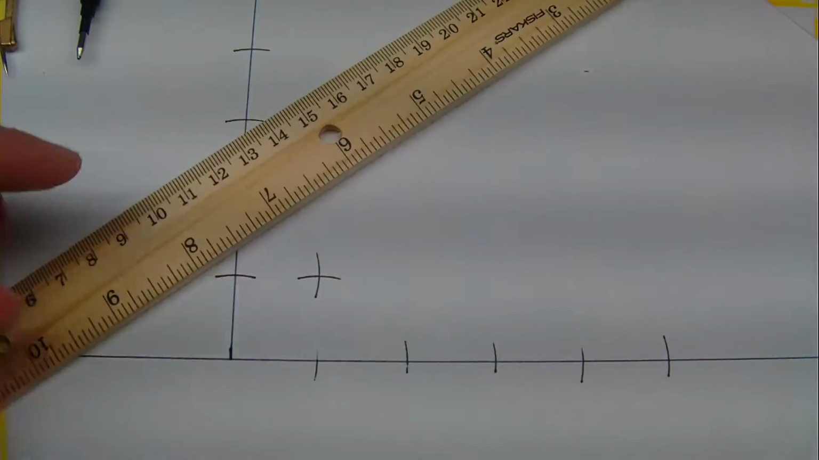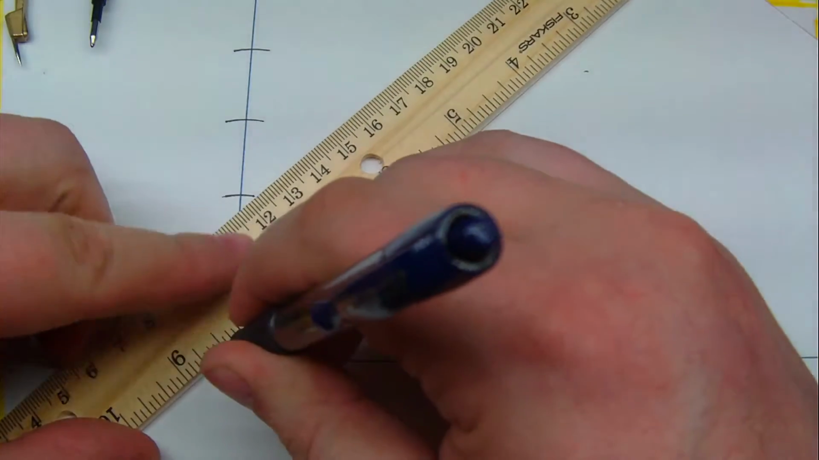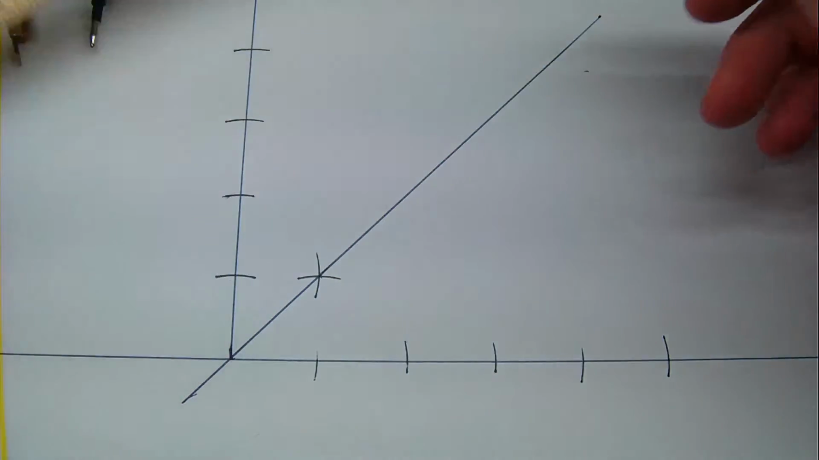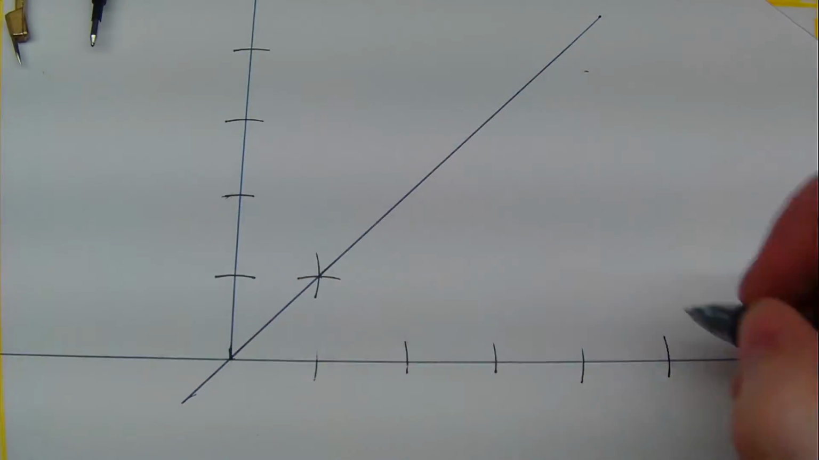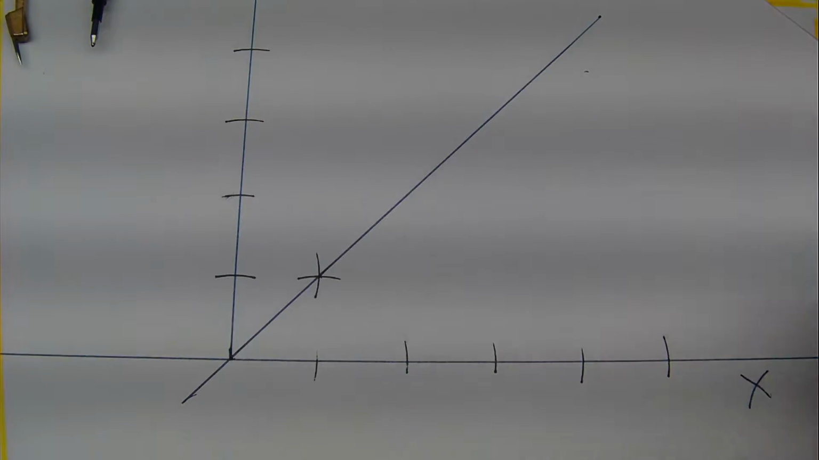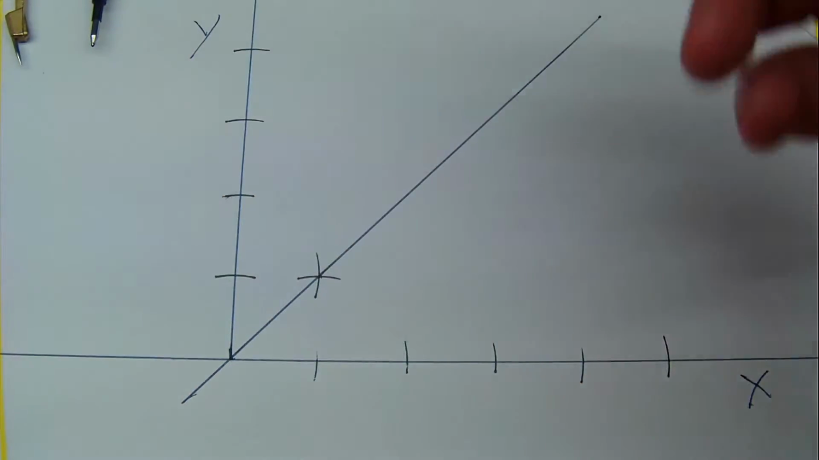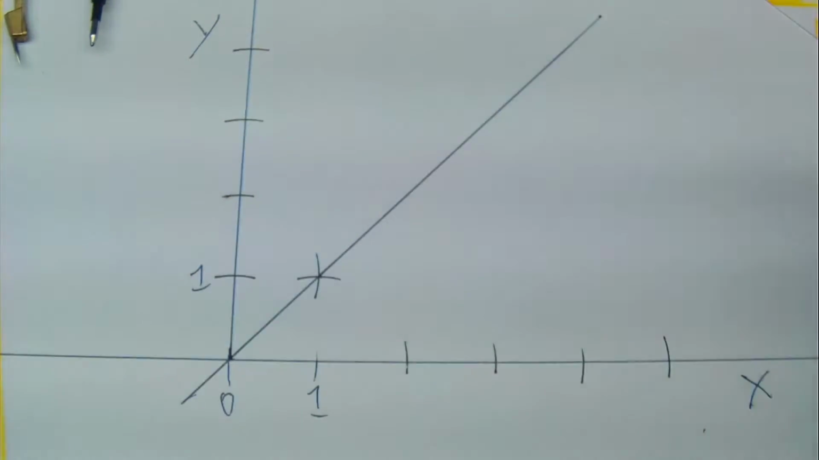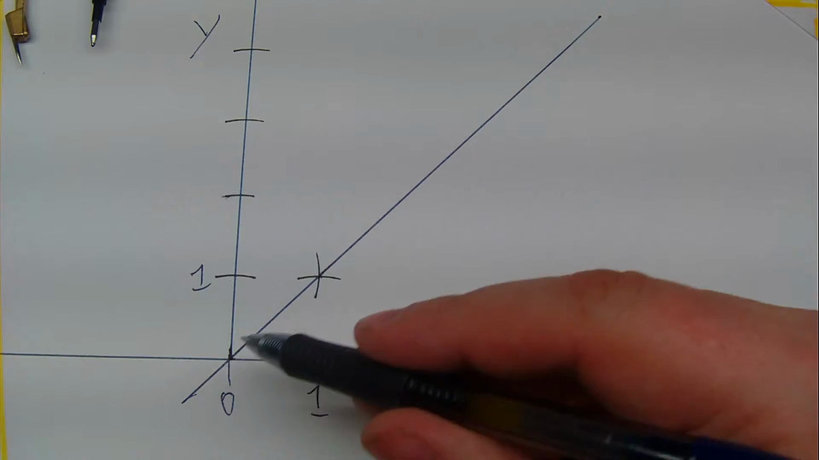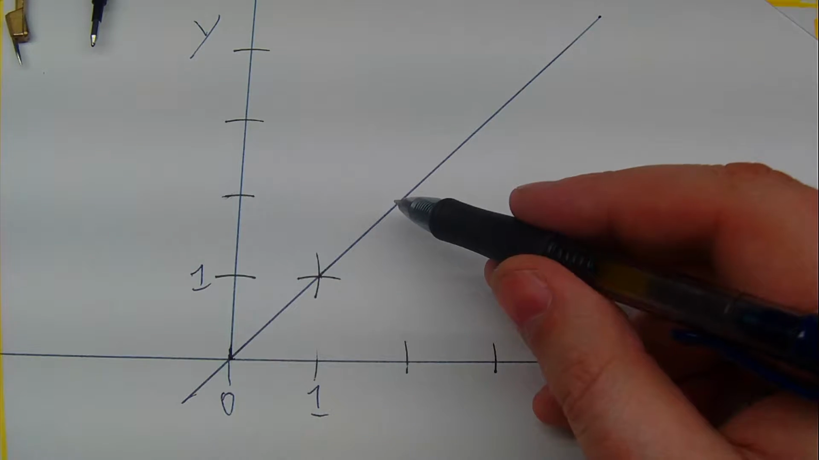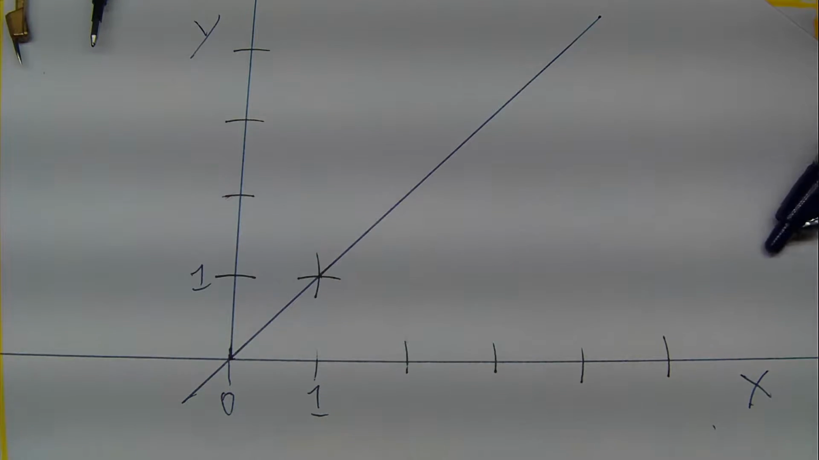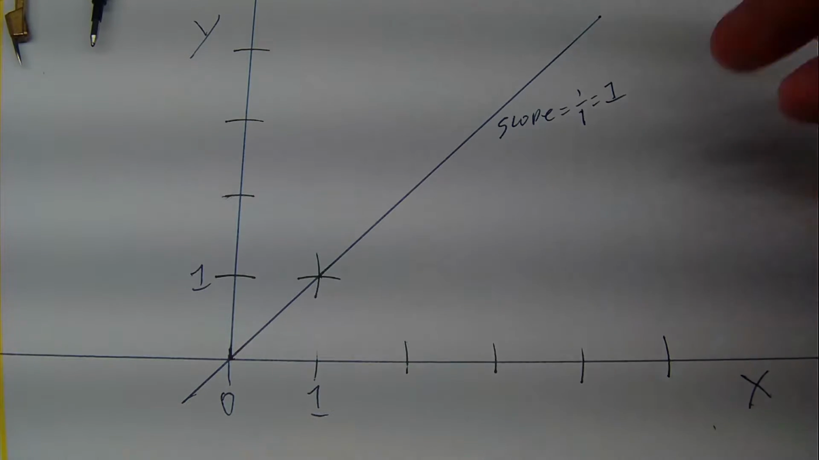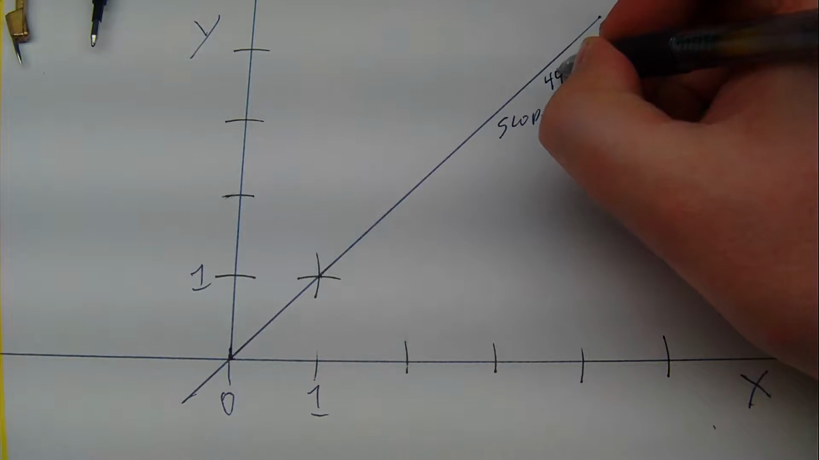I'll then take my ruler, I'll line it up with my starting point and at my point here. I know that my x value and my y value, I've got my 0 here, and this is my 1 and my 1. So because this is going up, my values are changing the same speed. I know that this slope, that's a slope of 1. It also happens to be 45 degrees.